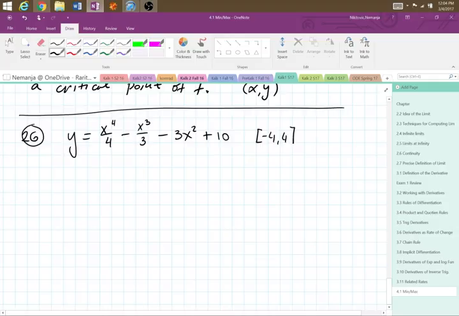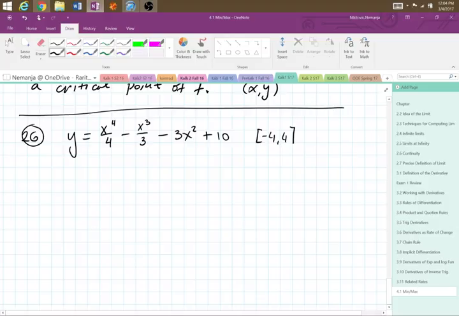All right, let's see. So we have this as function y, I hope. This is problem 26. x to the 4th over 4 minus x cubed over 3 minus 3x squared plus 10 on negative 4 to 4. As you can see, we have a domain which is restricted, right? It's a closed domain from negative 4 to 4. This is a polynomial, so the domain for this would be negative infinity to positive infinity, right?